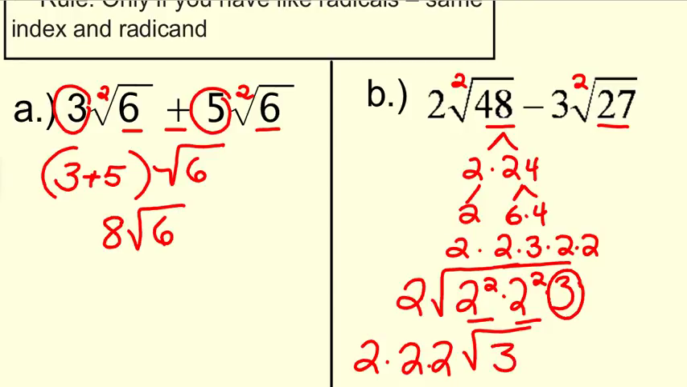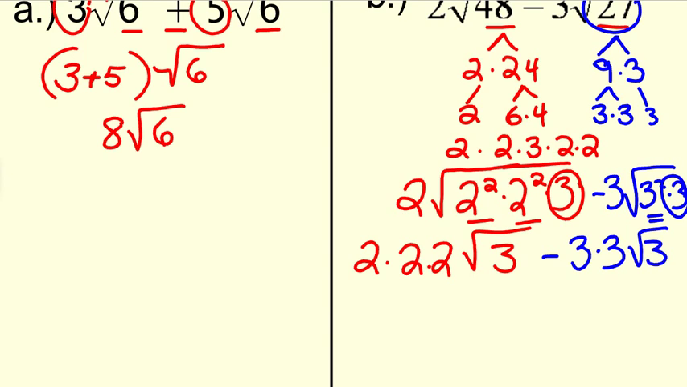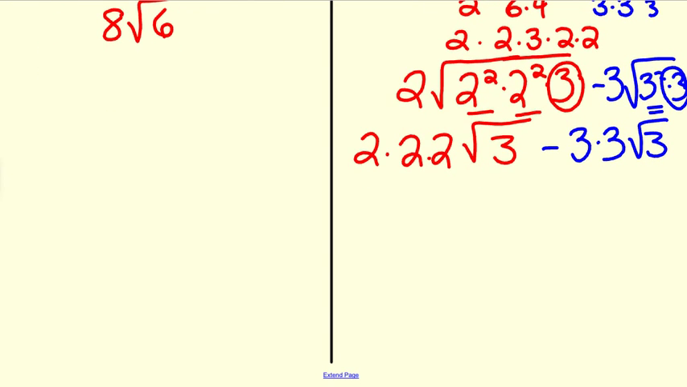All right, I'm just going to change colors here. 27, we're going to break that down. Think of 27 as 9 and 3. And then 3 and 3. Bring down this 3. All right, so now we have minus 3 square root of 3 squared times 3. Well, this 3 is going to pop out, so it's minus 3. 3 is going to pop out, and then this 3 has to stay underneath. All right, now let's go ahead and simplify.